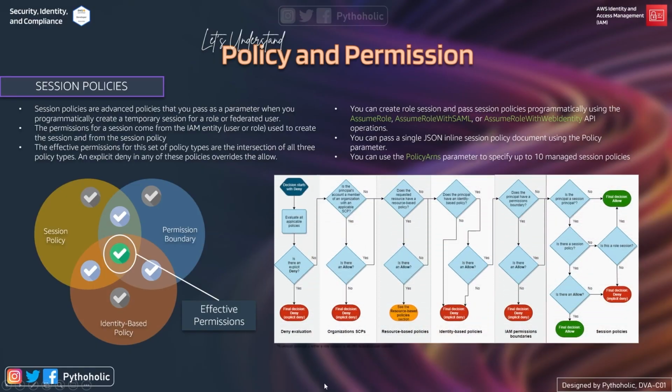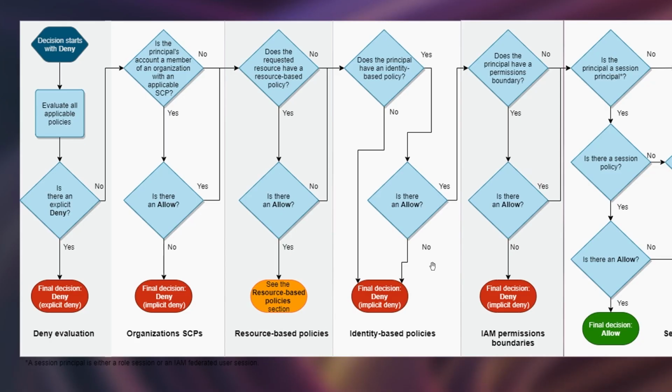So look at the flow diagram here. This is a very good way to understand the flow. And before moving forward, just keep in mind a session principal, or the one who is sending the request, is going to be either a role session or an IAM federated user session. Let's check this diagram. In IAM, when you start with a request, the decision making starts with a deny. Now we evaluate all the applicable policies that the request has. If there is an explicit deny in any one of the policies or any one of the statements, then the final decision is deny because it has an explicit deny. So this is called the deny evaluation.